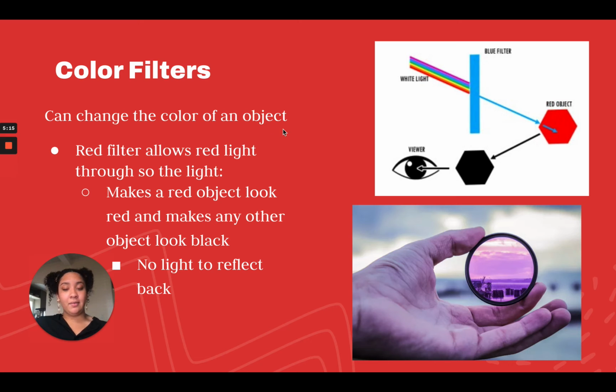The red filter, so if this was red, a red filter allows red light to go through. So the red objects or anything that's red looks red, and anything else looks black. So it looks black because there's no light to reflect back, so we don't see any other colors. Okay.